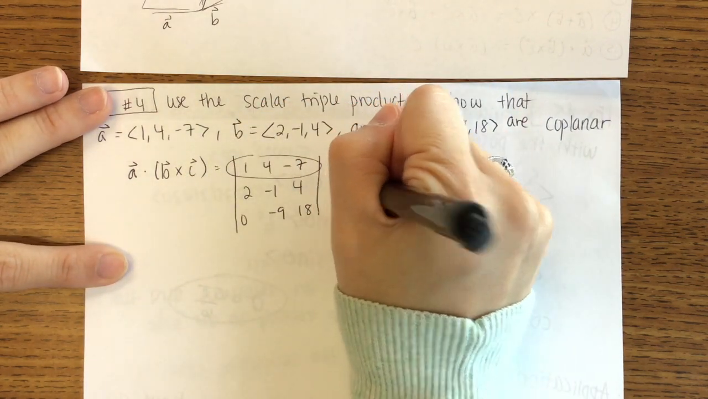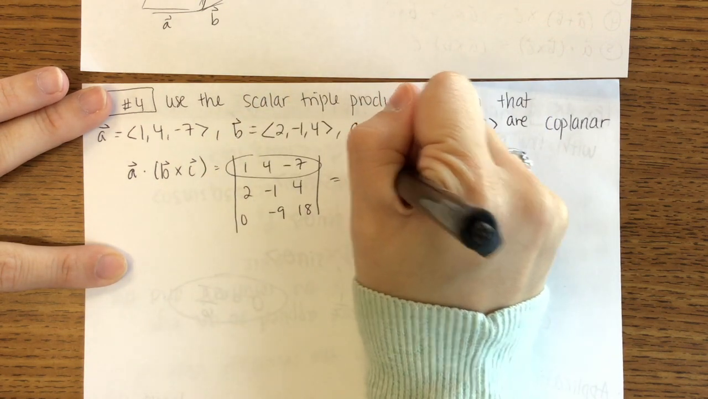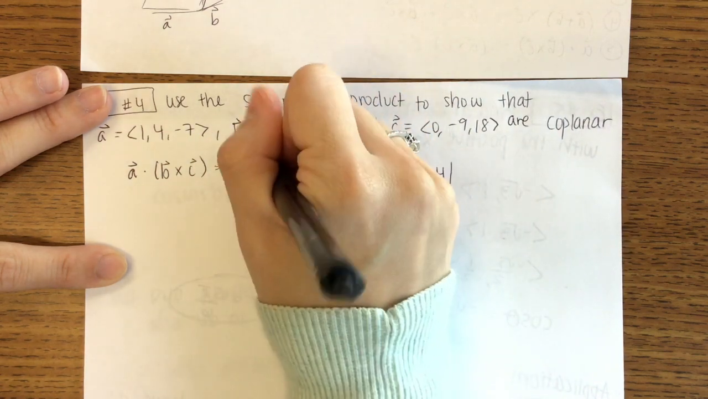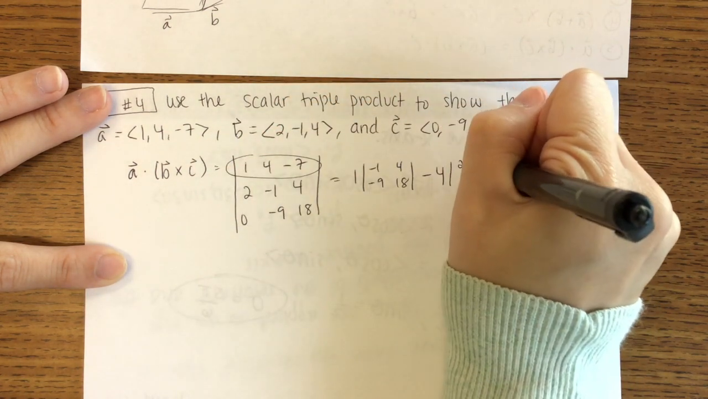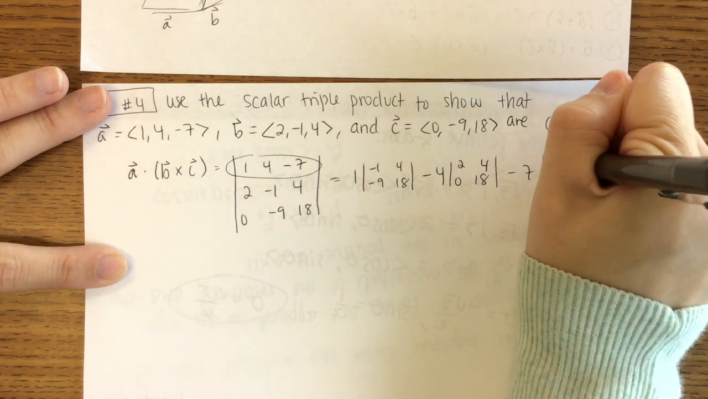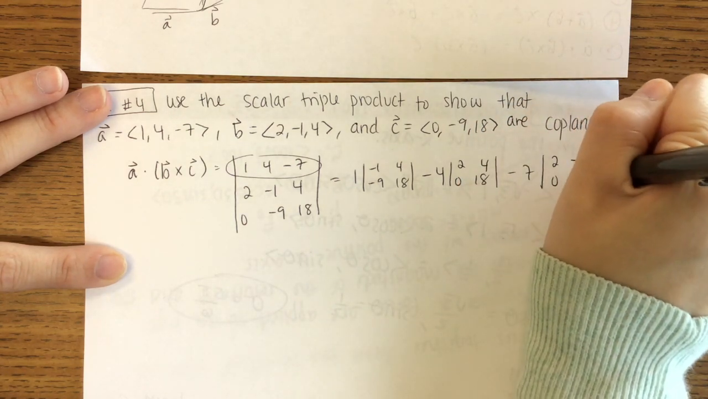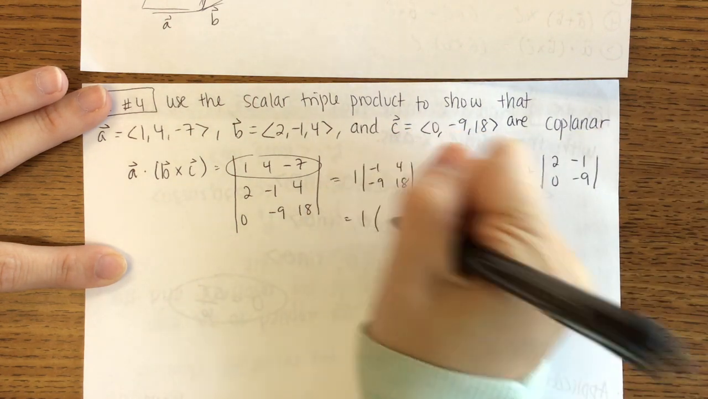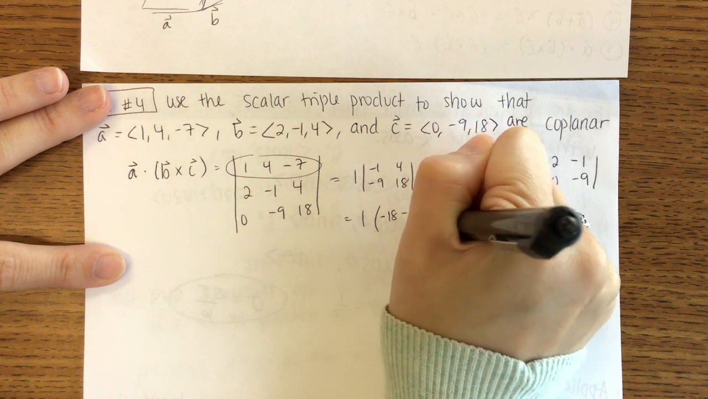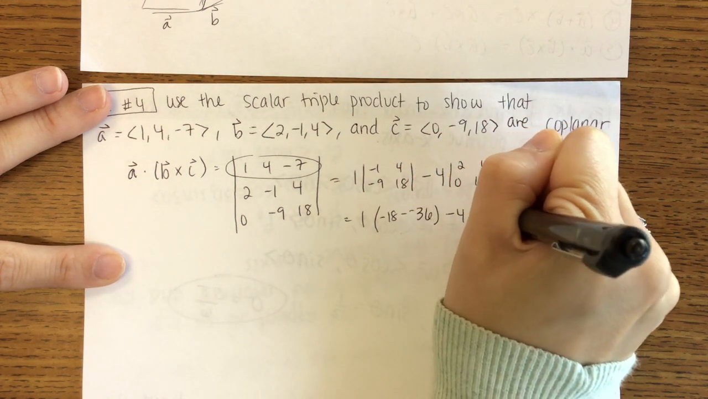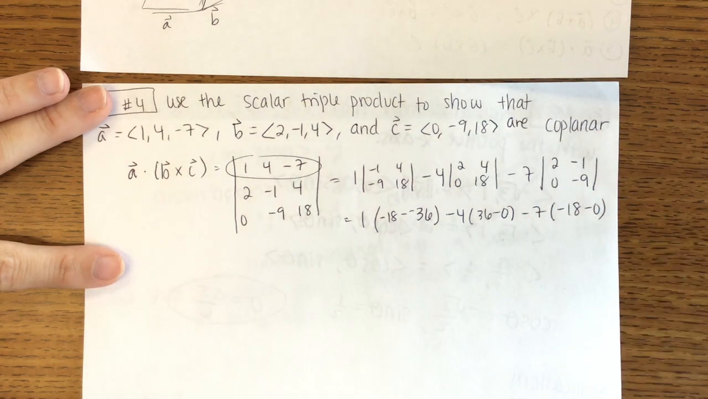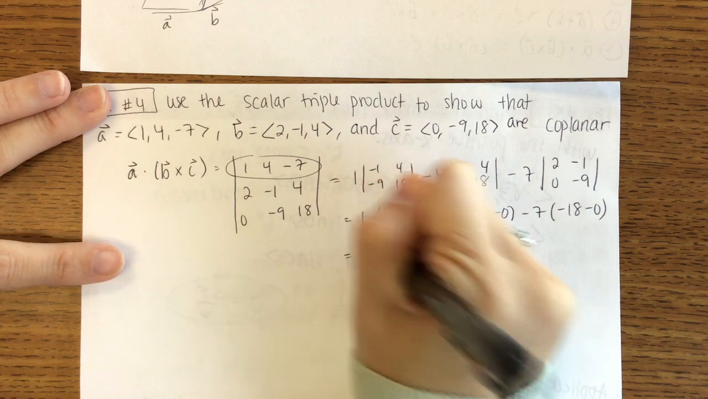So I have 1 times the determinant of negative 1, 4, negative 9, 18. Subtract 4 times the determinant of 2, 4, 0, 18, minus 7 times the determinant of 2, negative 1, 0, negative 9. So then I'm going to have negative 18 subtract negative 36, minus 4 times 36 minus 0, subtract 7 times negative 18 minus 0. Now, if you trust me, I will tell you that that ends up being 0.